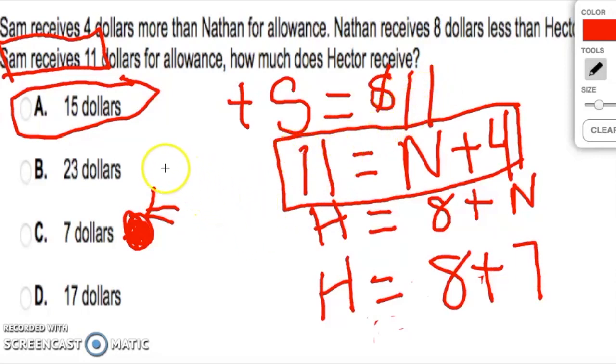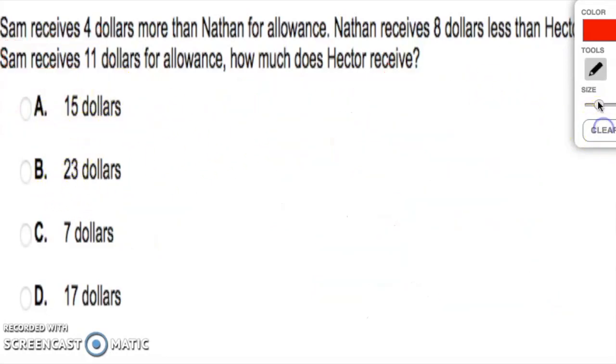Now, if the answer were $23, that meant that Nathan would have had to earn 15. Nathan didn't earn 15. Hector earned 15. So we know that our answer is going to make sense for us, okay? So let's go to the next one.